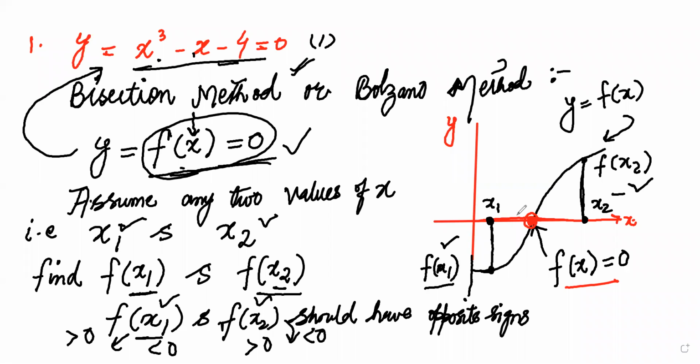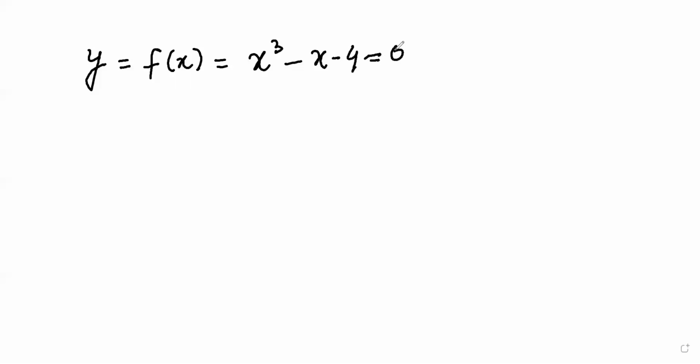Let me repeat whatever I have been doing. We are given a function y as a function of x equal to x cube minus x minus 4 equal to 0. We are asked to find the roots of this equation, the values of x at which this equation is satisfied. What the bisection or Bolzano method says is, first of all, we plot the function.